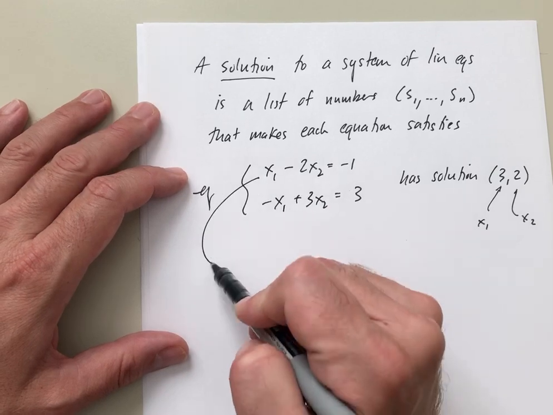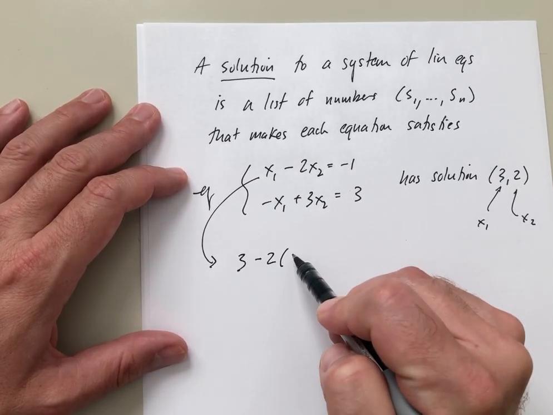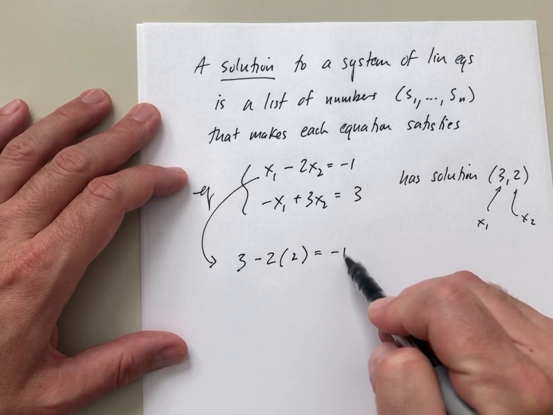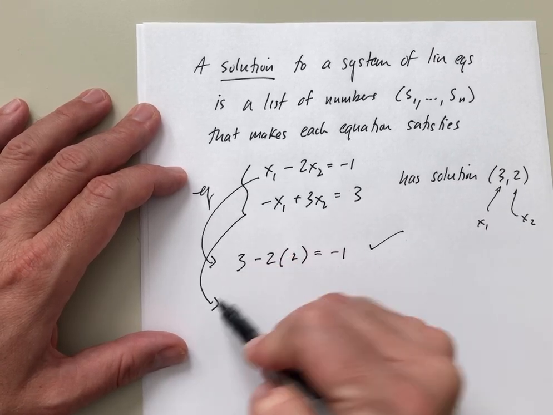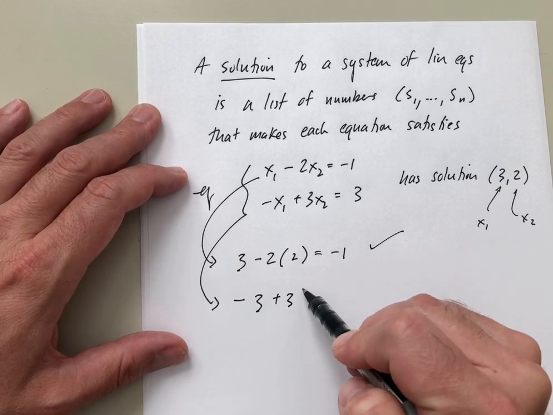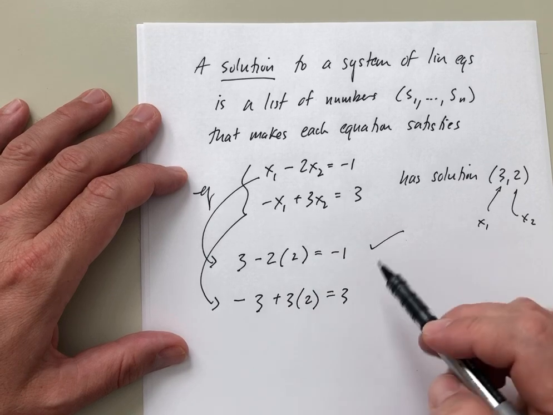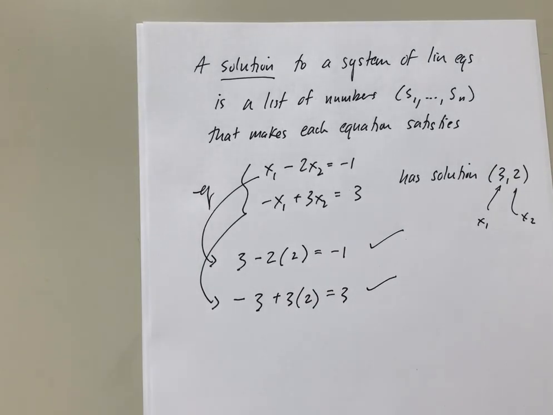Why does this work? Well, if I look at this first equation, I plug in x1 equals 3, x2 equals 2. This indeed equals minus 1. That works. If I look at the second one and I plug in x1 equals 3, it's minus 3 plus 3 times 2, plugging in x2 equals 2. In fact, that does equal 3, right? We're good. So that's a solution. And that's kind of what our goal will be, to look for solutions.